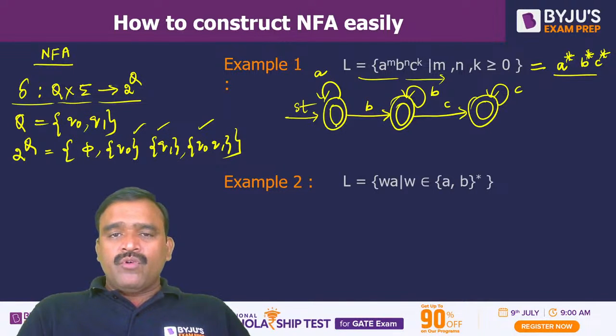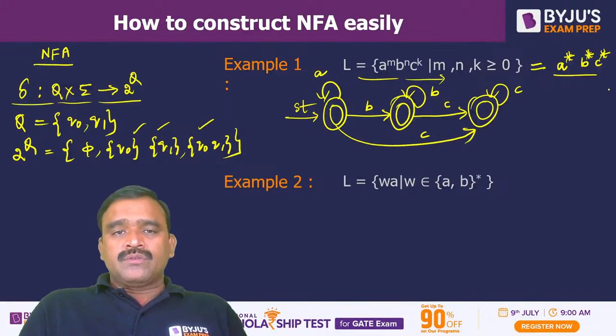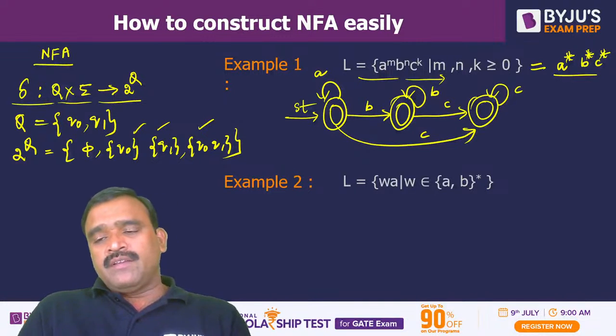At the same time, only c's can also be recognized. So a single c or any number of c's. Directly after a's we can get c's, or after b's we can get c's, only c's we can get, or a, b, c's we can get. So these are the things. So a*b*c*. We have three final states here.